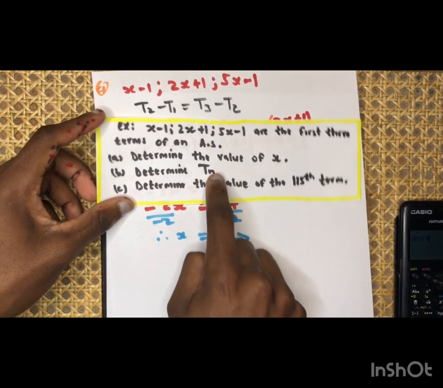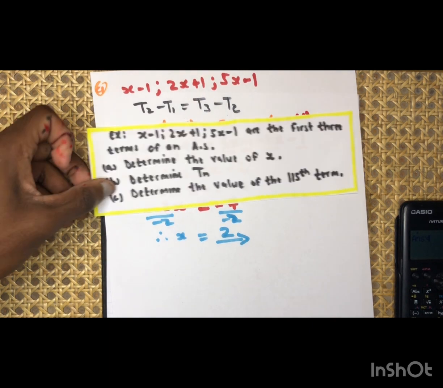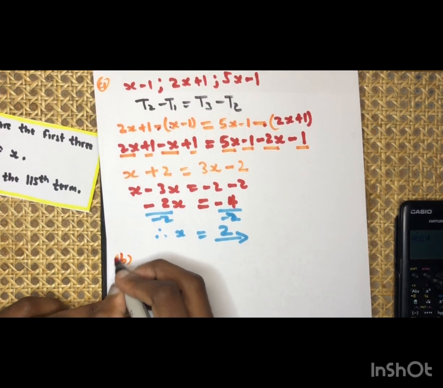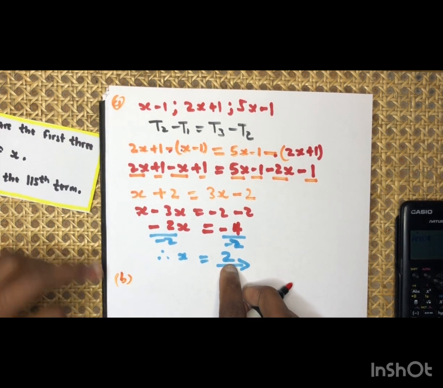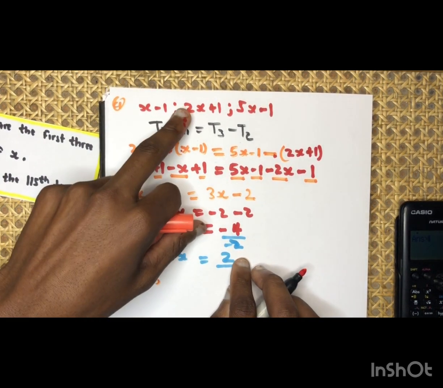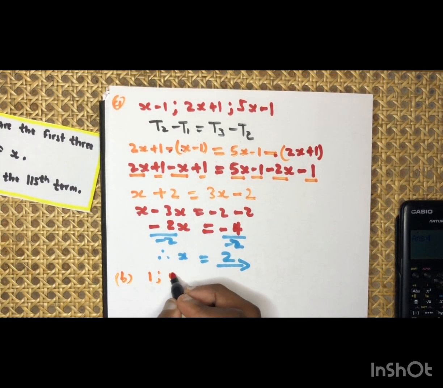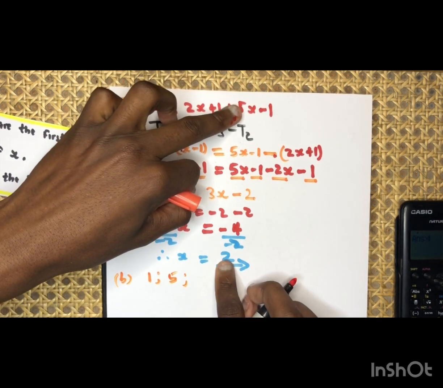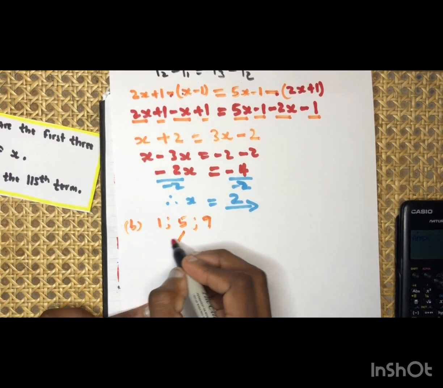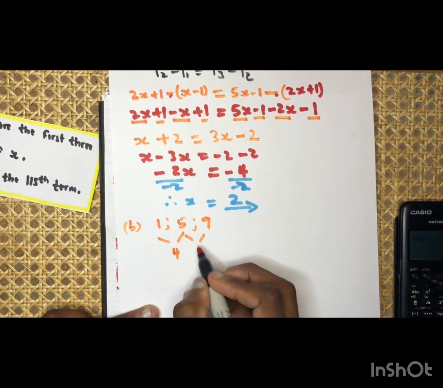So the next question, they're saying determine the Tn. So Tn, guys, they want the nth term. It's simple. Now I'm going to take this value of x and substitute here. If I take this 2 and go there, 2 minus 1, we get 1. 2 times 2 is 4 plus 1, we get 5. 5 times 2 is 10, minus 1 is 9. So what is your difference, guys? 5 minus 1, you get 4. 9 minus 5, you get 4.